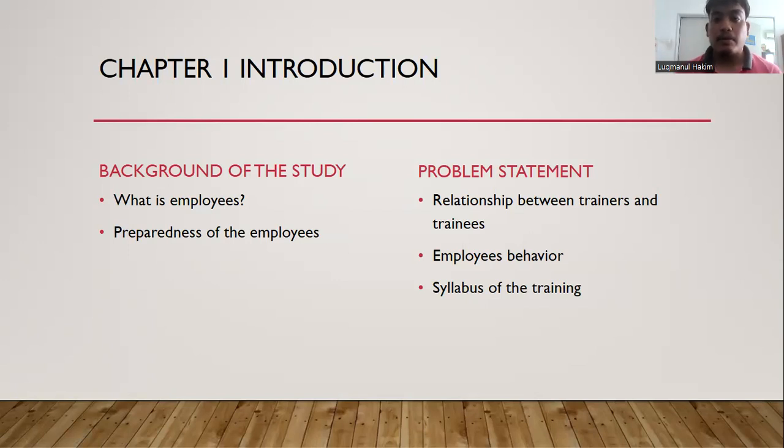The next one is the problem statement that I found in the topic. The first is the relationship between trainers and trainees, because when you are having training, the relationship is the most important part. The second is employees' behavior, because in training and in the workplace, behavior plays a big role. If the behavior is bad, the employees will be bad. The third is the syllabus of the training, because when you organize training, the syllabus plays a big role. The syllabus shows the path and shapes the knowledge and skills of the employees.